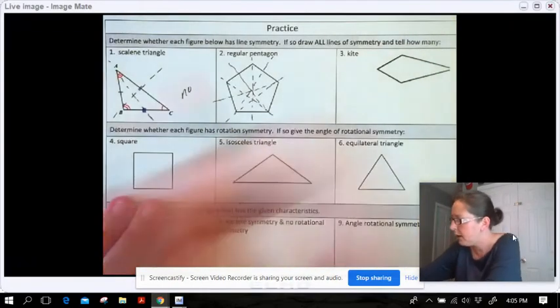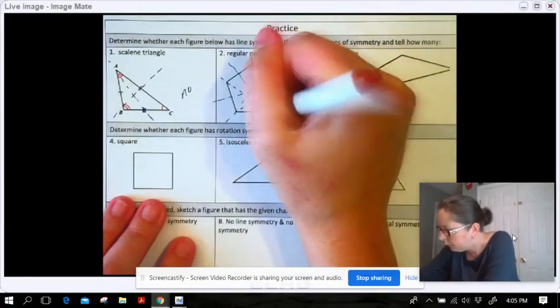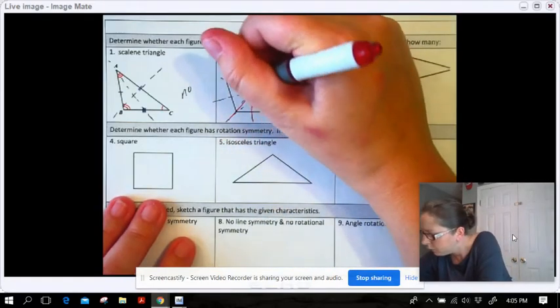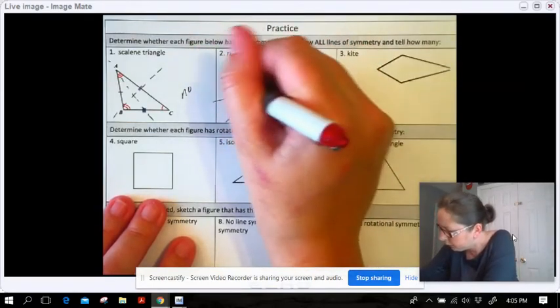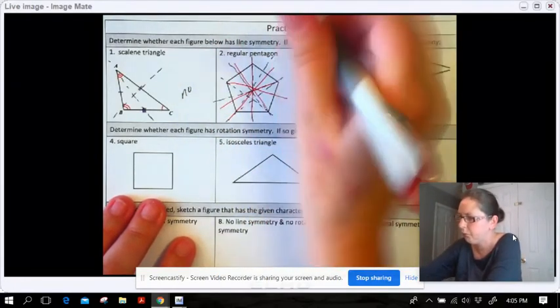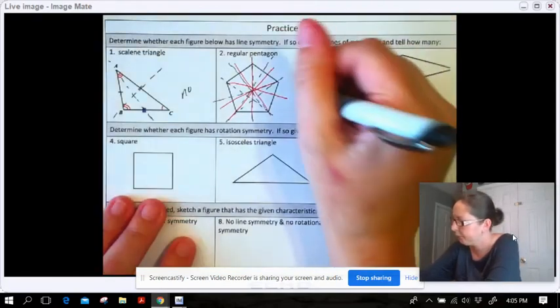Let me do this in red. 1, 2, 3, 4, and 5. So that one is a yes.